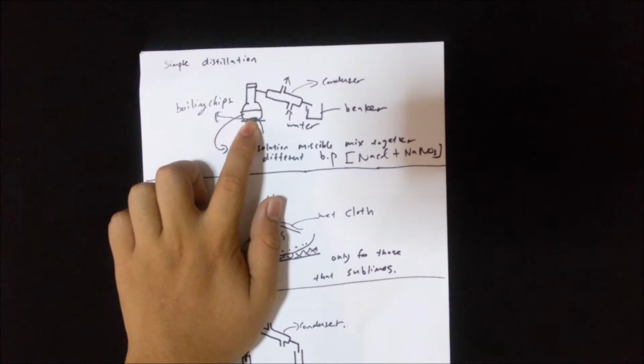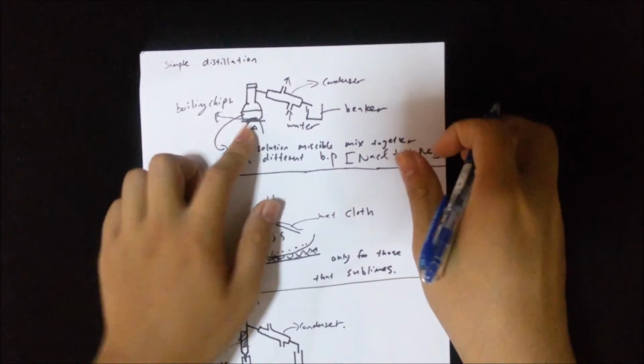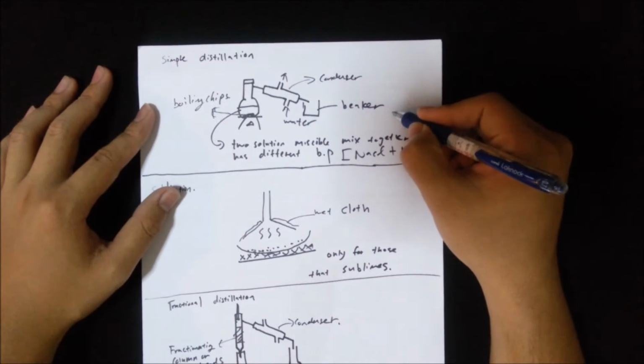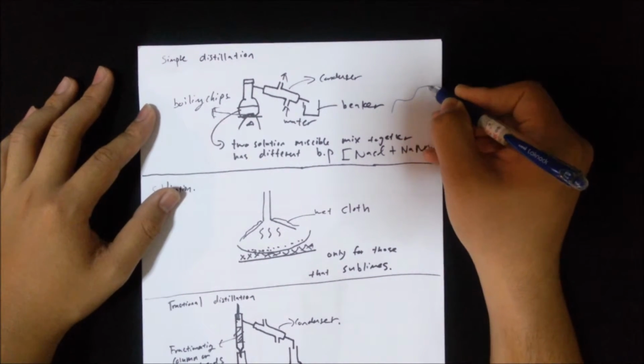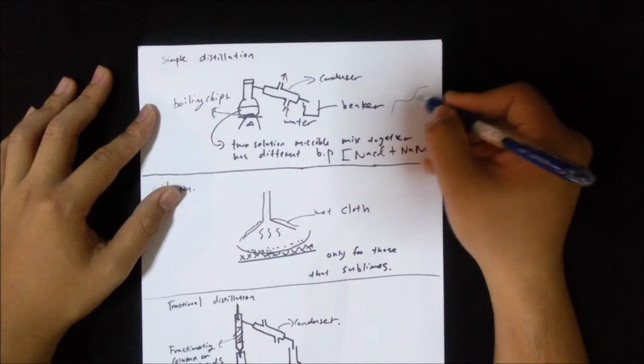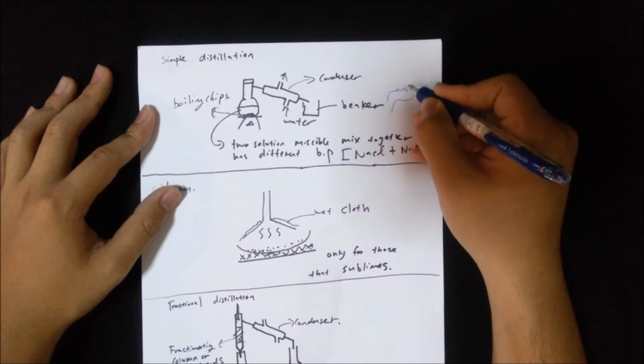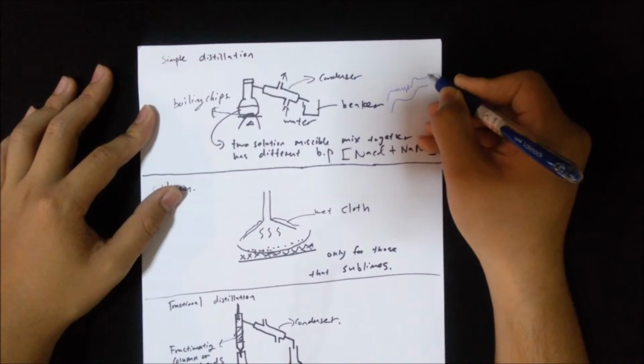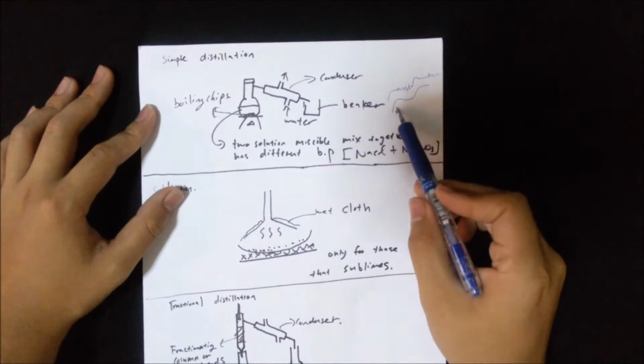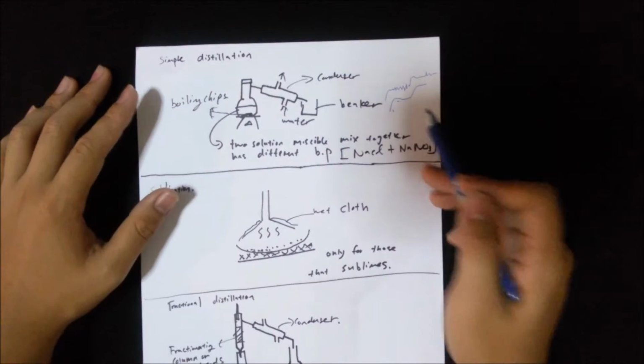What we have inside here is a big boiling chip. A boiling chip is to ensure smooth boiling. What do I mean by smooth boiling? This is the boiling graph. If this is considered a smooth boiling graph, and if you have an unsmooth boiling graph, it might look something like this. So that's why we add in this boiling chip to ensure smooth boiling.